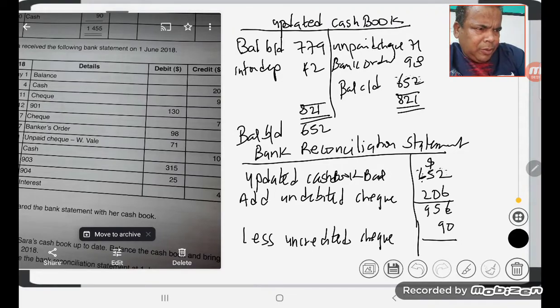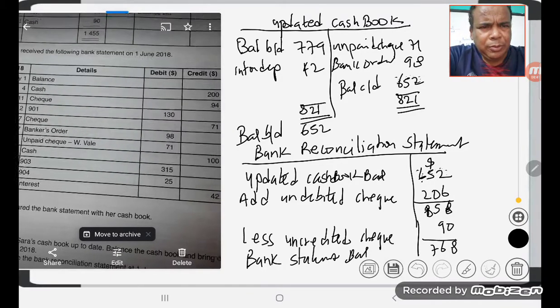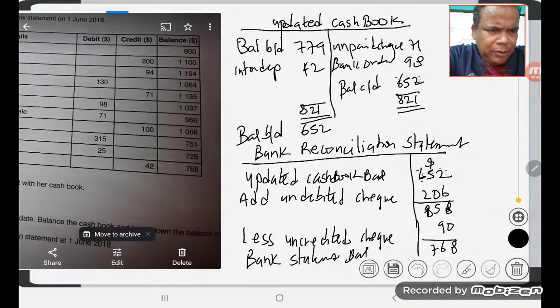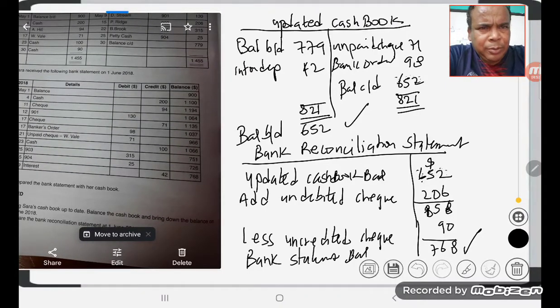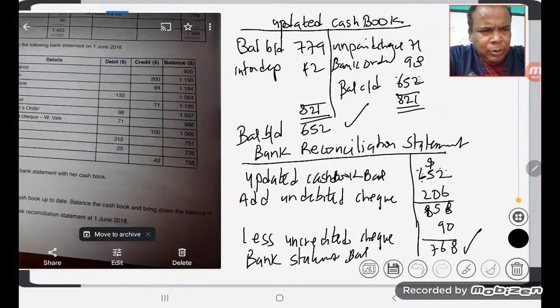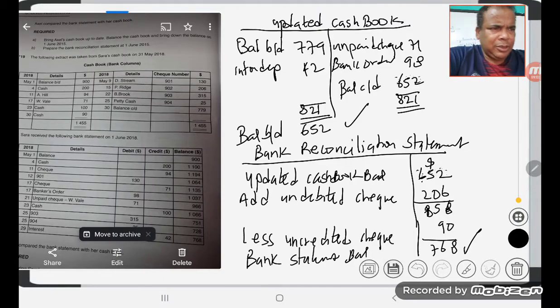652. Then we add, we will get 858. Then we minus 90, 768. This is known as the bank statement balance. So the closing balance is 768. This one is good. In order to know whether the bank reconciliation statement has been prepared correctly, we have to obtain this balance 768 in the bank reconciliation statement.